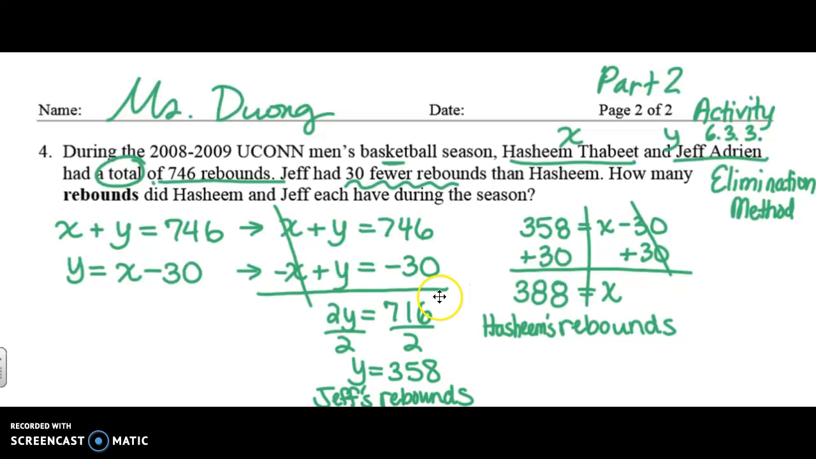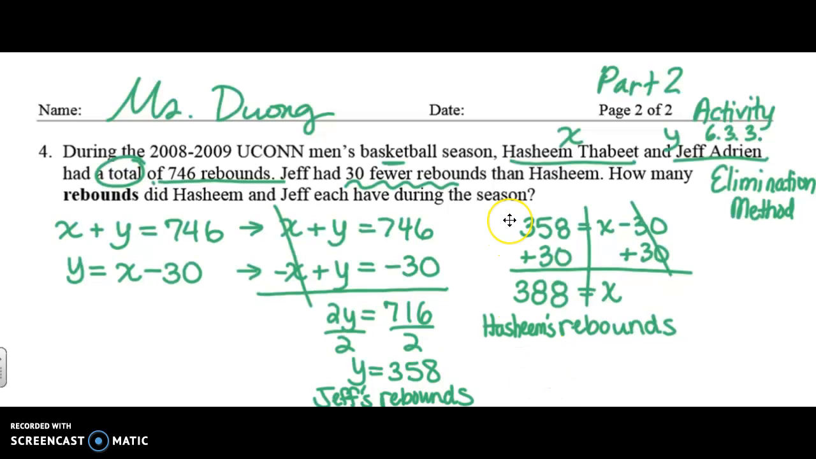I rewrote the bottom equation, moving x from the right side to the left side so that it was negative x plus y equals negative 30. Lined up the two equations so the values are together vertically, canceling out the x and negative x, combining the y's and 1y to make 2y, then adding 746 plus the negative 30. When I subtracted, I got 716, divide each side by 2, I get 358 rebounds for Jeff.